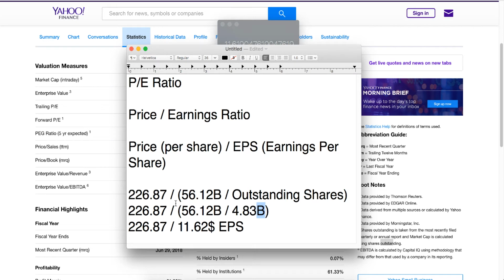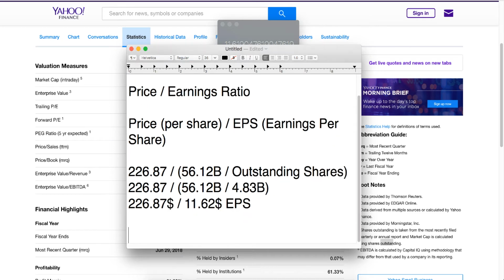And so right now we know that the current price of the stock is $226.87, and the earnings per share is $11.62, which means that basically if you are holding a share this year, you will be expecting to make $11.62 in net income for that one share that you own. And remember, we want to calculate the price to earnings ratio. So now it's very simple. We just do the division.